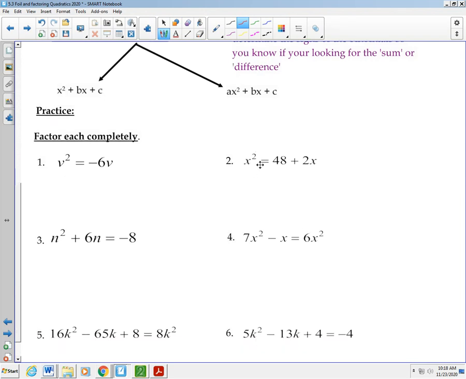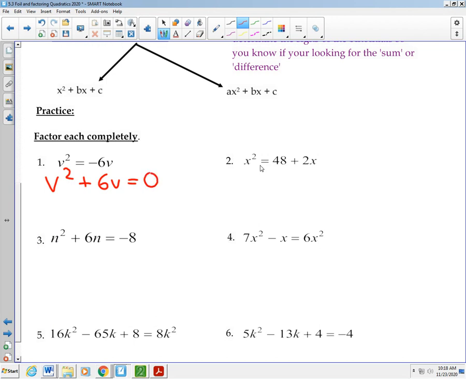Okay, so in the next part, we will factor. Again, this is time consuming and not easy, so let's do this slowly. The first thing you want to do is put everything on the left side. So you will add 6v to both sides. So you get v squared plus 6v is equal to 0.